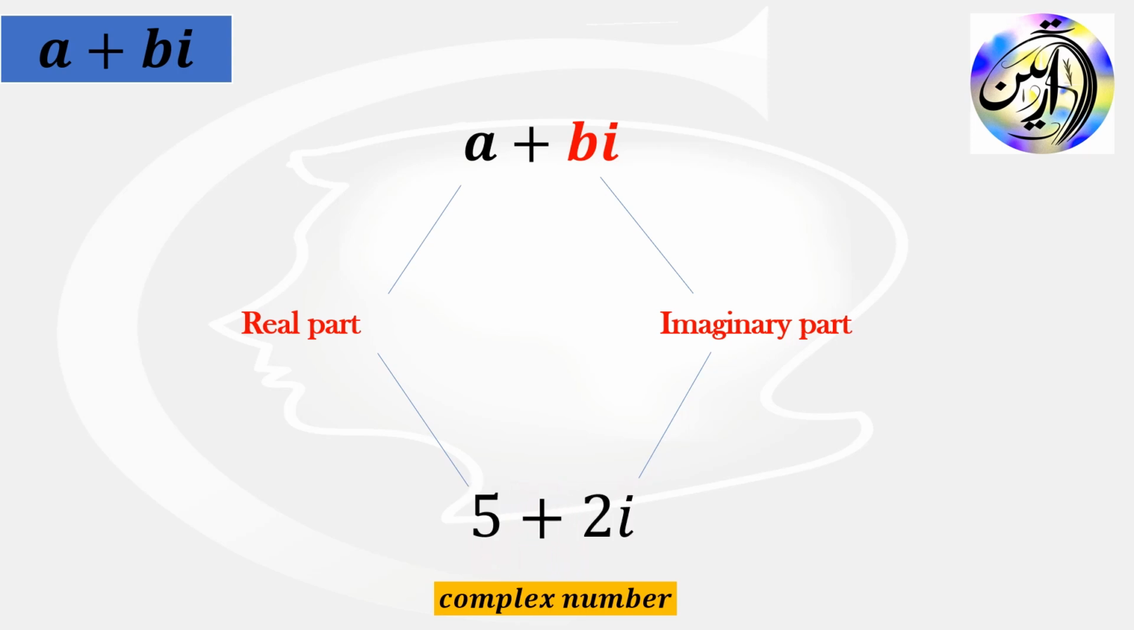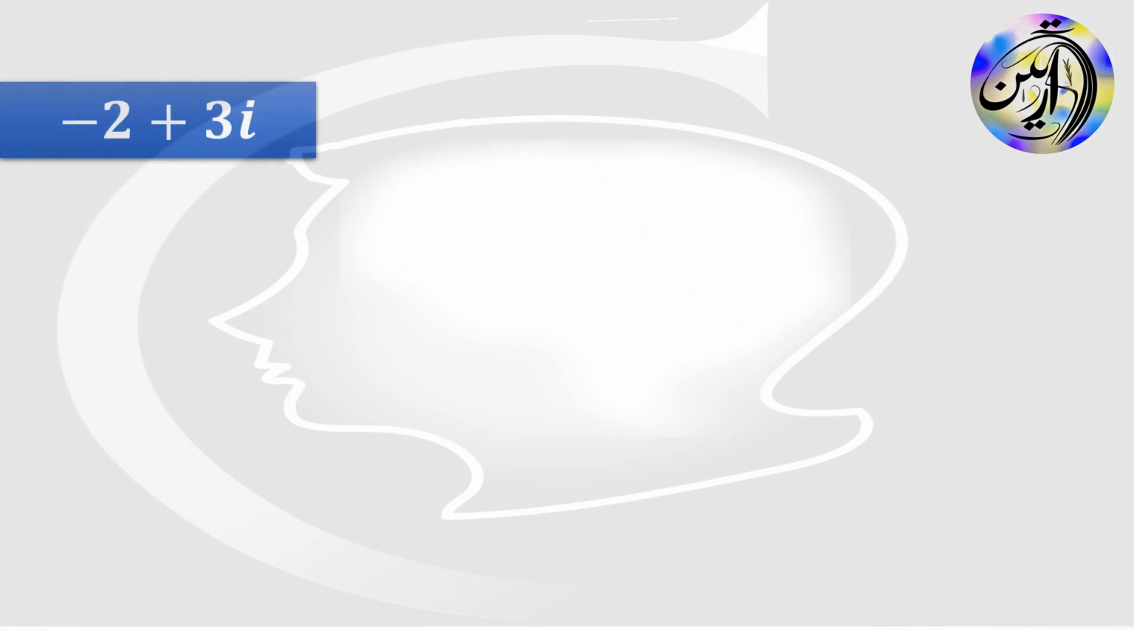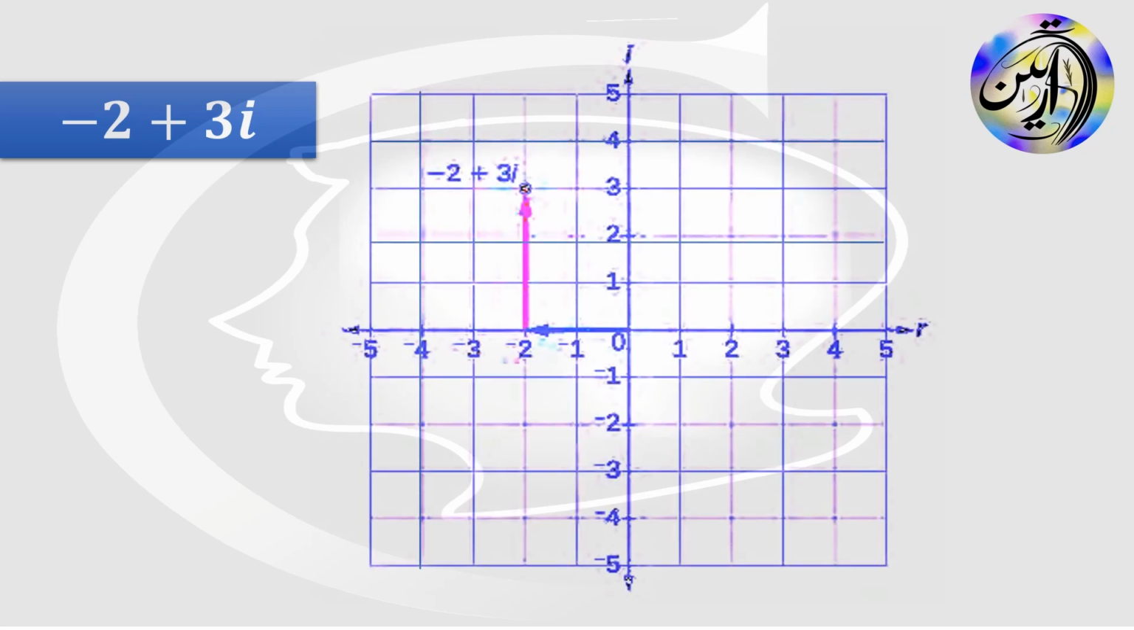Easy. Complex plane. Regular numbers live on a number line. Complex numbers wanted a bigger apartment. So they moved into 2 dimensions. The horizontal axis is the real axis. The vertical axis is the imaginary axis. For example, -2 plus 3i, move left 2, go up 3.